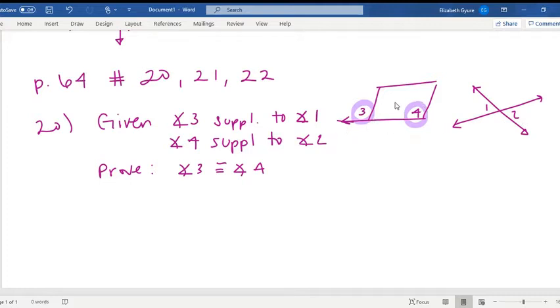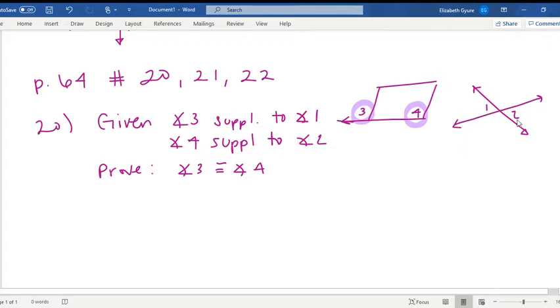So somehow we got to find a way to tie angle 3 to angle 4, right? So before we even start our 2 columns or any of that, let's kind of look through some of our logic here. If you take a look at your picture, does anyone notice an angle relationship that we've actually already talked about today? Brayden?